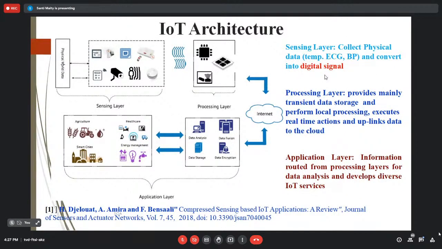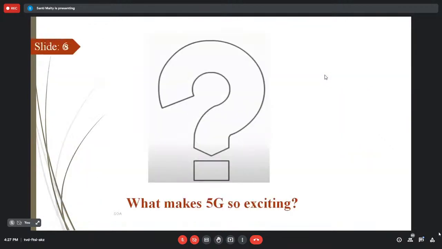And in the application layer, there would be the information routed from the processing layer, and there would be several enormous computation jobs to be done to meet the particular application or particular service. Now, the question comes that IoT and all these application-specific things are made possible with the emergence and the promise of 5G. Now, what is there in 5G?